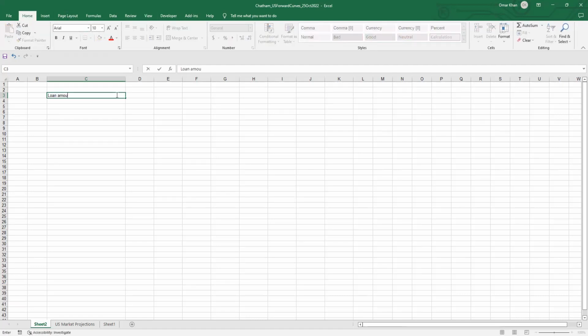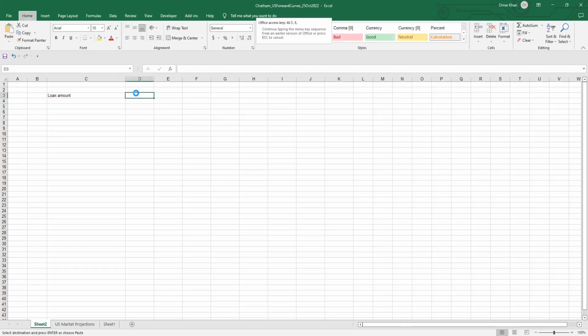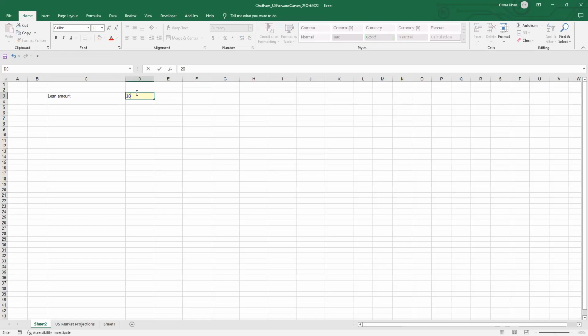So think about it this way. We have a loan amount, right? We're just going to make some pretty formatting here. This is going to be $20 million, right? So anything that's an input is light yellow with blue text, right?